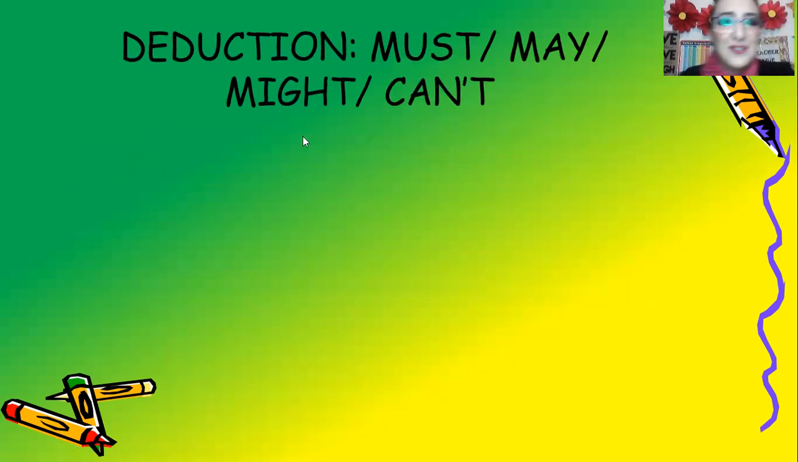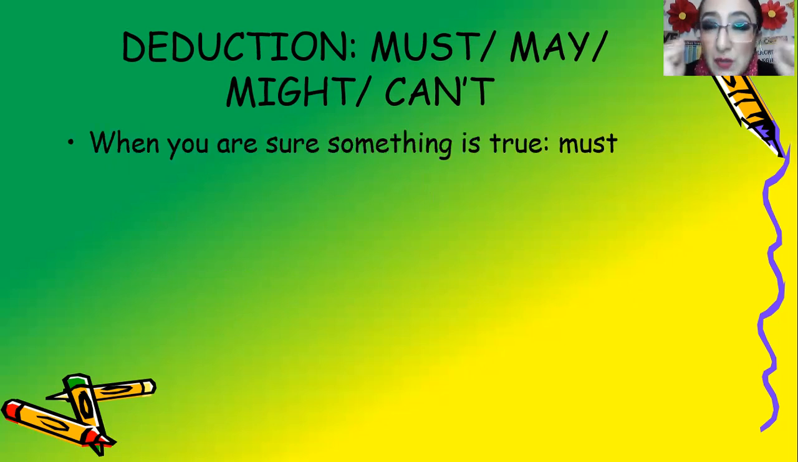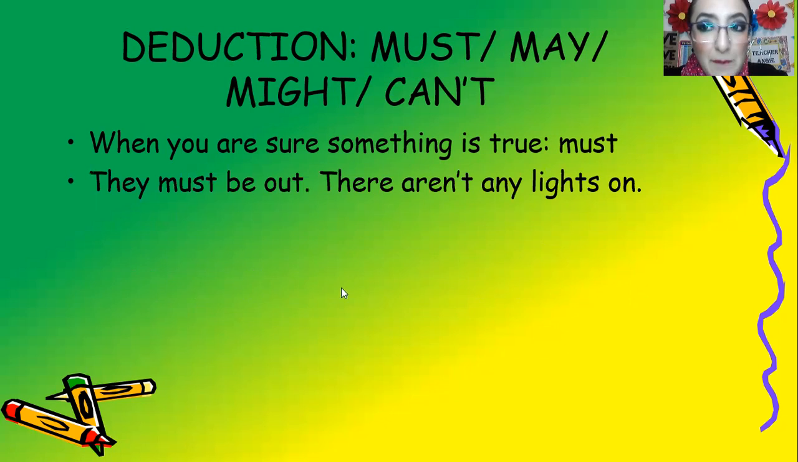And let's continue with this. Let's talk about deduction. Must, may, might, or can't. When you are sure something is true, must. Cuando tú estás súper seguro, segura de que algo es verdad, vas a utilizar el must. Por ejemplo, they must be out. There aren't any lights on. Ellos deben haber salido. No hay ninguna luz encendida. Está seguro de ello.